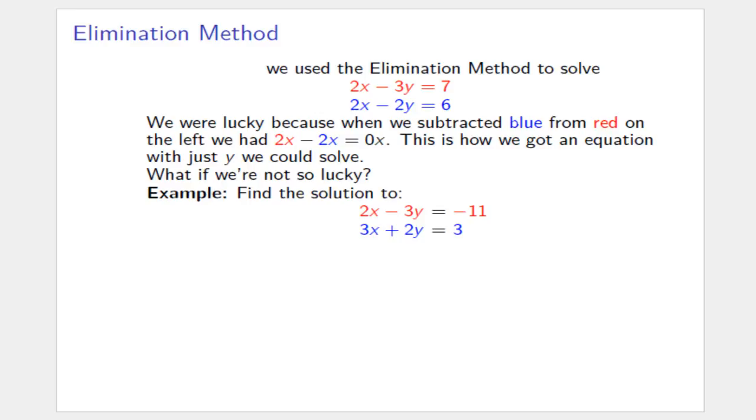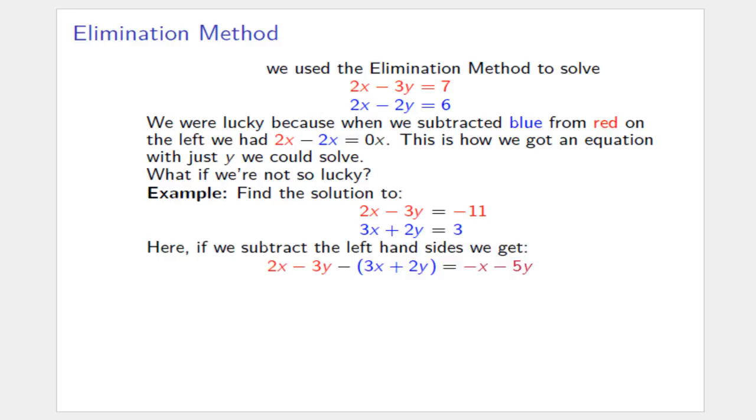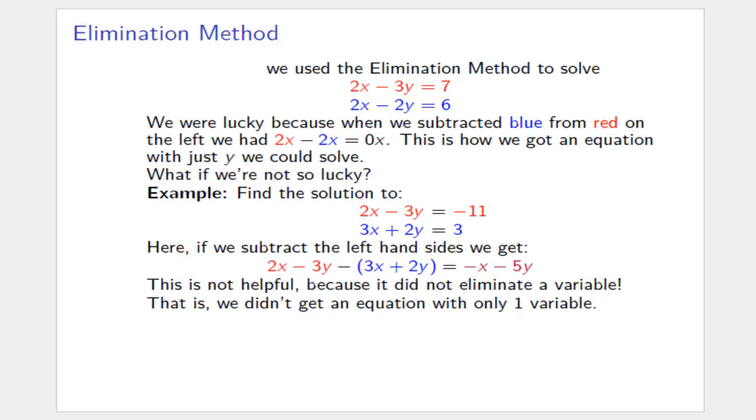Let's look at the example where we find the solution to the system of equations 2x minus 3y equals negative 11 and 3x plus 2y equals 3. Here, if we subtract the left-hand sides, we get 2x minus 3y minus 3x plus 2y. 2x minus 3x is negative x, and negative 3y minus 2y is negative 5y. This is not helpful because it did not eliminate a variable. That is, we didn't get an equation with only one variable, which is what we wanted.